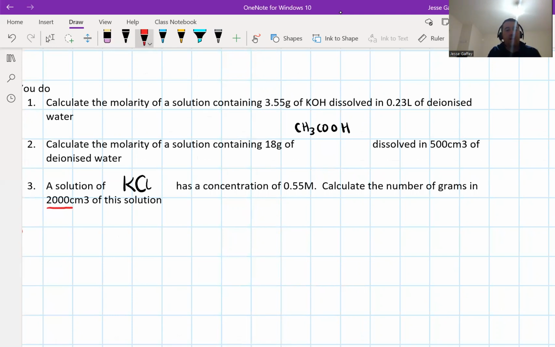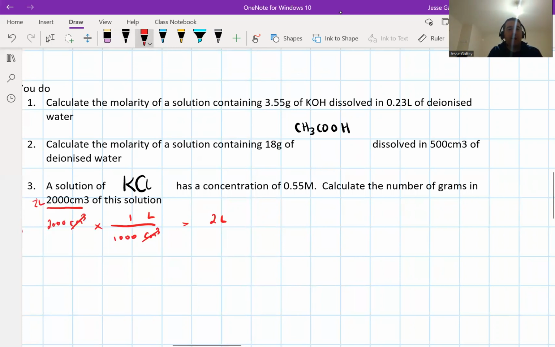So straight away I'm seeing this, and I'm going to do this conversion as rough work. 2,000 cm cubed, I want to convert to liters. So centimeters cubed on the bottom, cancelled with those ones, liters on the top. 1 liter for 1,000 centimeters cubed. When you do this sum, you're going to get 2 liters. All right, so this is 2 liters of solution.